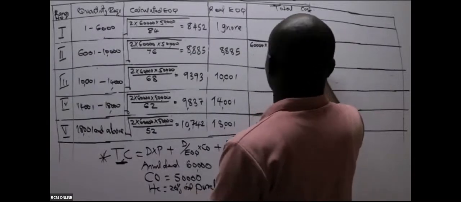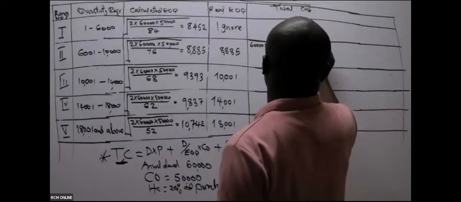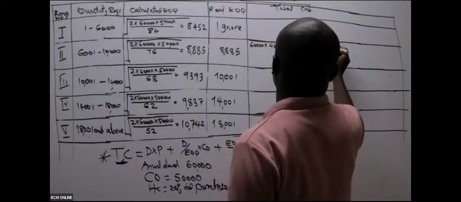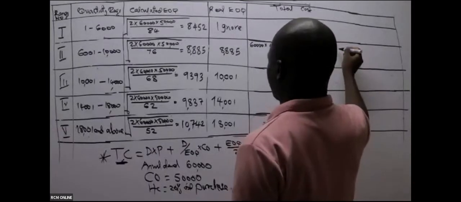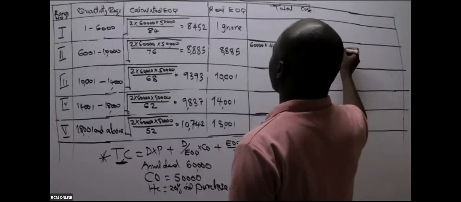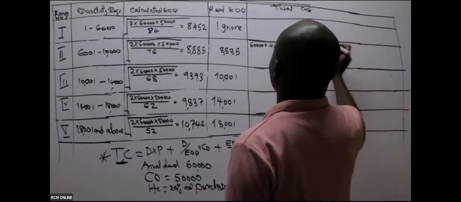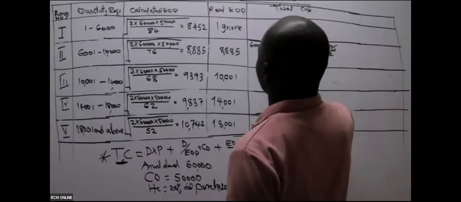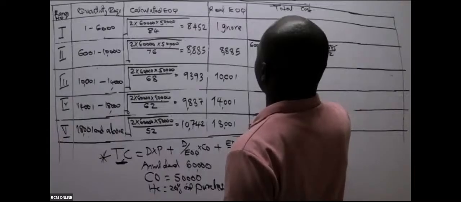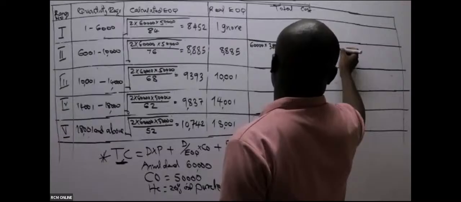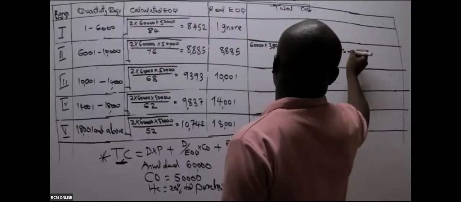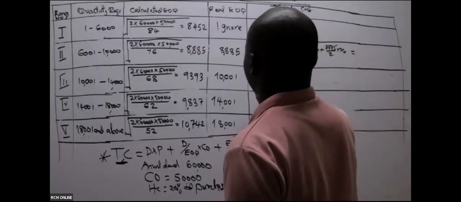It's ordering cost 50 plus ordering cost 76. No, this one can be 22. This one is 380. Yes, times ordering cost, which is 76. So somebody should give us the total there.